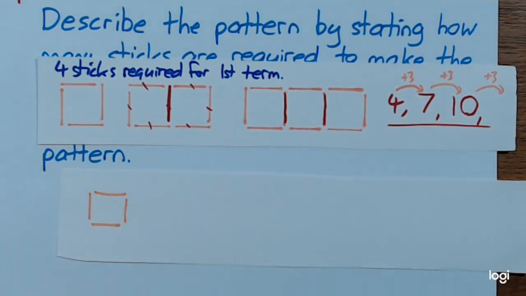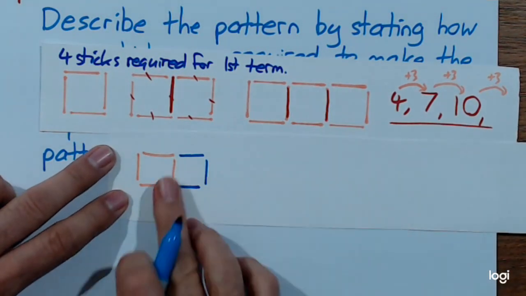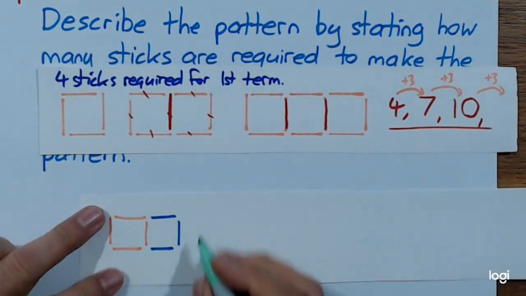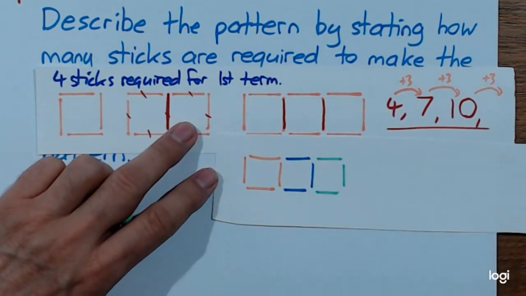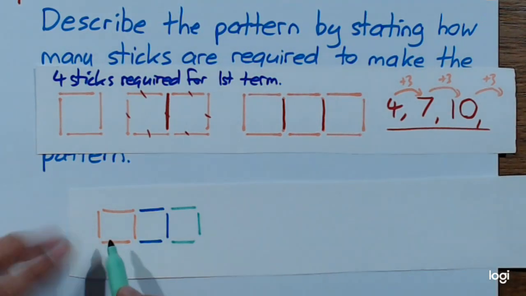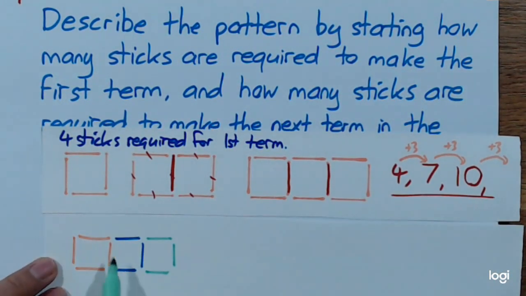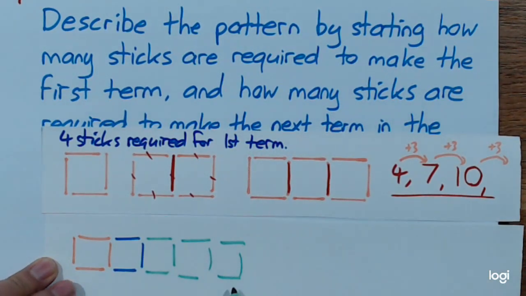Right. In fact, let's color coordinate it. 1, 2, 3. That is now the next shape. And how many would I need to make the next shape? Another 1, 2, 3. That's the third shape. Okay. So it turns out that once I've made these 4 sticks required for the first term, to make each next term, I only need to add another 3. Every single time I'm going to go 1, 2, 3, and I'm going to add another square.